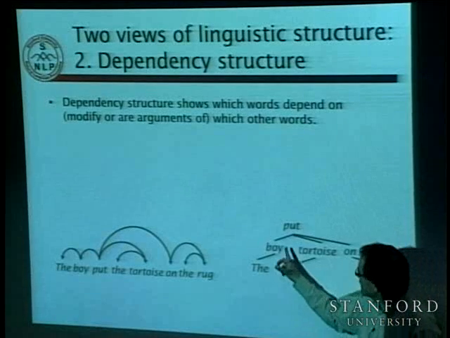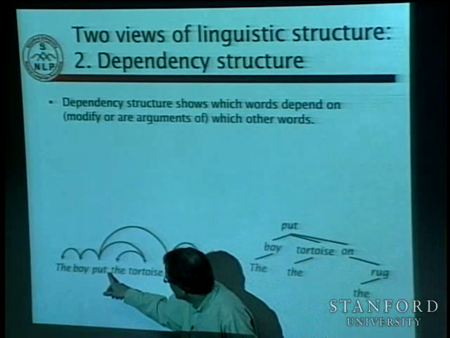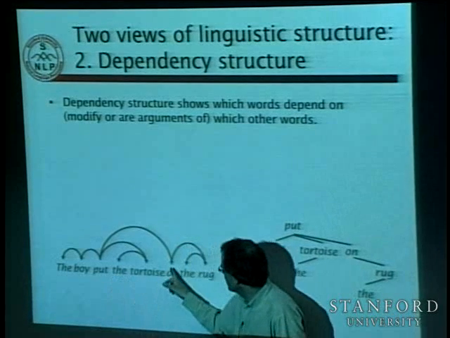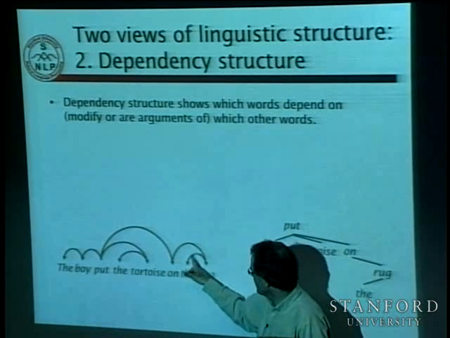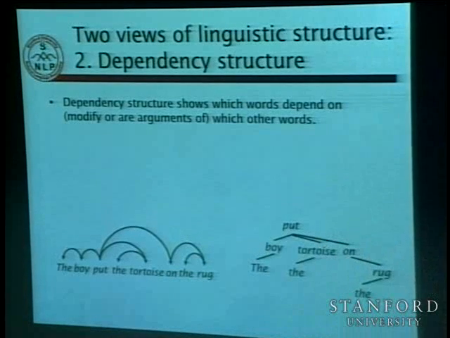It actually does show constituency, because if you take subtrees here, or if you take the closure of something and all its dependent arrows, that does show you constituency. But constituency is sort of latent in that picture.